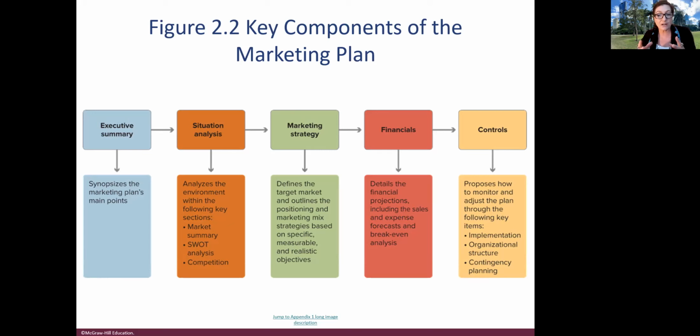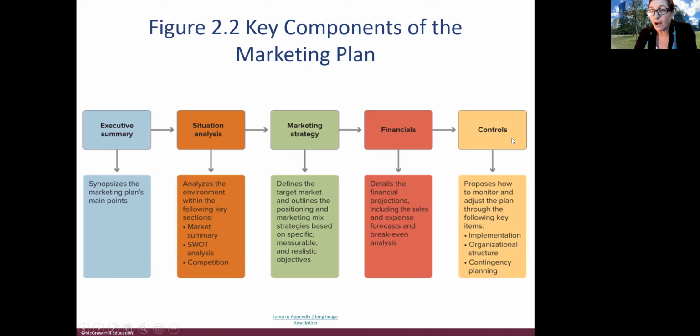With regards to marketing strategy, this is where we identify which target market is the focus, how are we going to position in the marketplace, and what marketing mix elements are we going to bring to bear to achieve our marketing objectives. The financials is about projections, sales projections and expense forecasts, so that we recognize how much sales and money we actually have to make to break even.